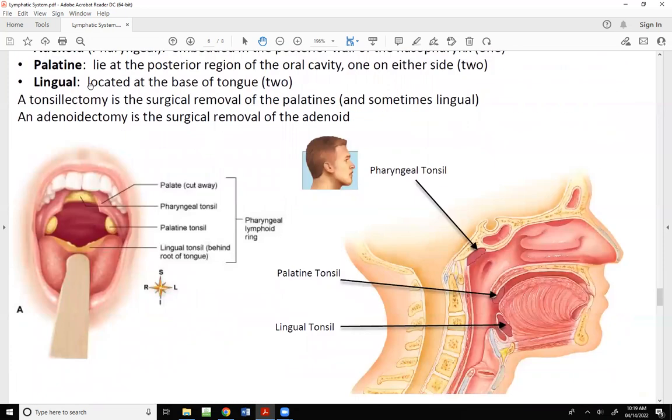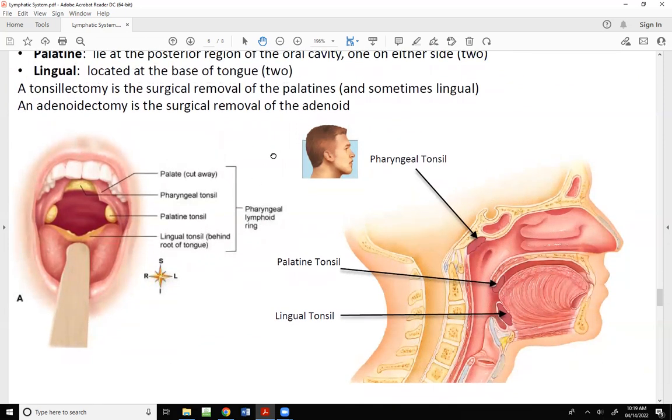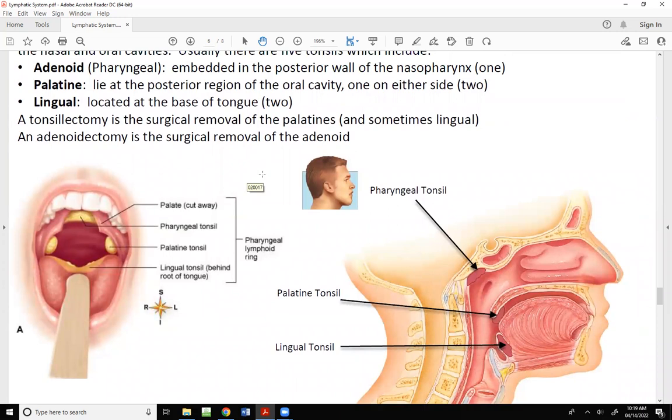Those include 2 palatines and 2 linguals. So you've got 1 of these and then 2 of these, although we can only see 1 of each because this is showing you only half the head, because it's a sagittal section. Palatine tonsils are at the posterior region of our oral cavity on either side, and you can see them very nicely here. Those are the ones that are typically a bugaboo for people, and thus are removed if they get too big and affect swallowing and breathing when somebody has a tonsillectomy. Sometimes the linguals are removed, but typically when a tonsillectomy is performed, it's these that are removed.